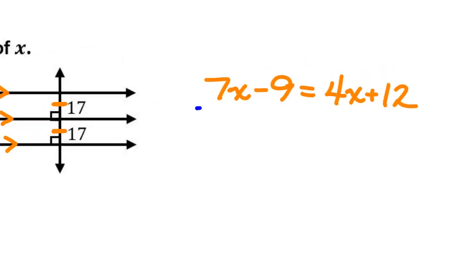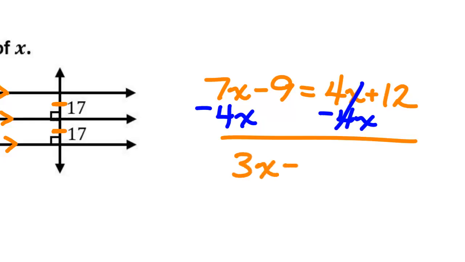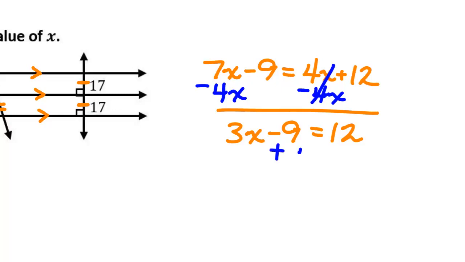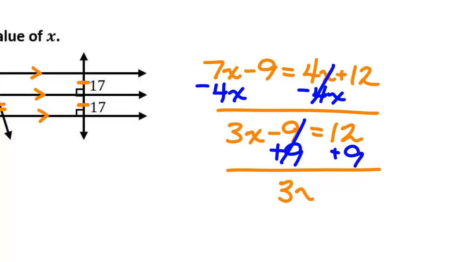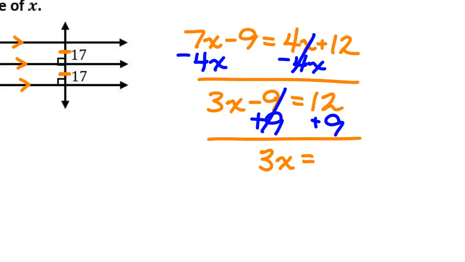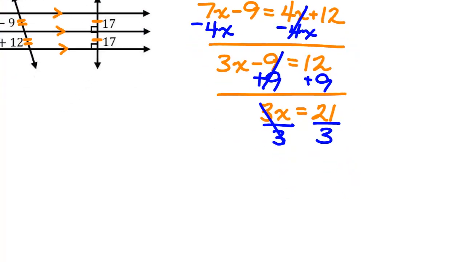All right, I'm going to solve this for x, so I'm going to minus 4x from both sides. That would leave me 3x minus 9 equals 12. Then I add 9 to both sides. I get 3x equals what? It's 12 plus 9. 21. And then I divide both sides by 3. How many times does 3 go into 21? 7 times. So x equals 7.